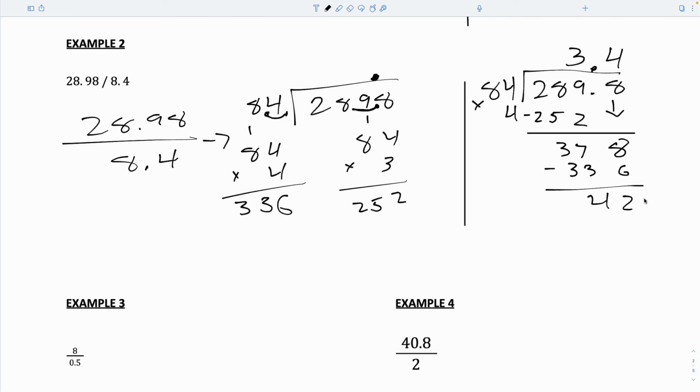Can 84 fit into 42? It can't, so you make a 0. Bring down a filler 0. Can 84 fit into 420?